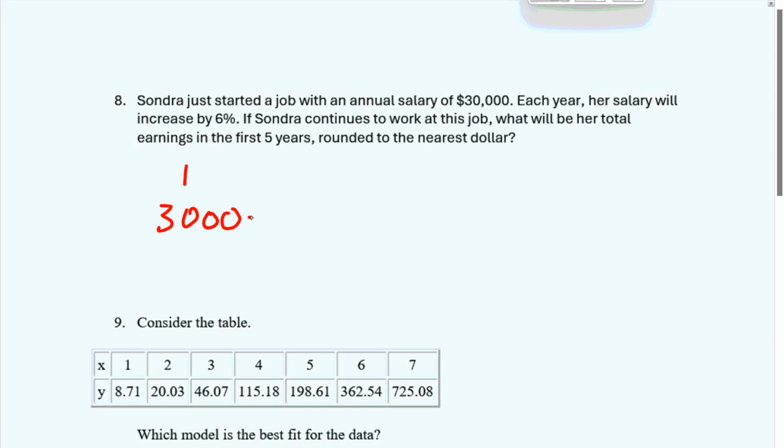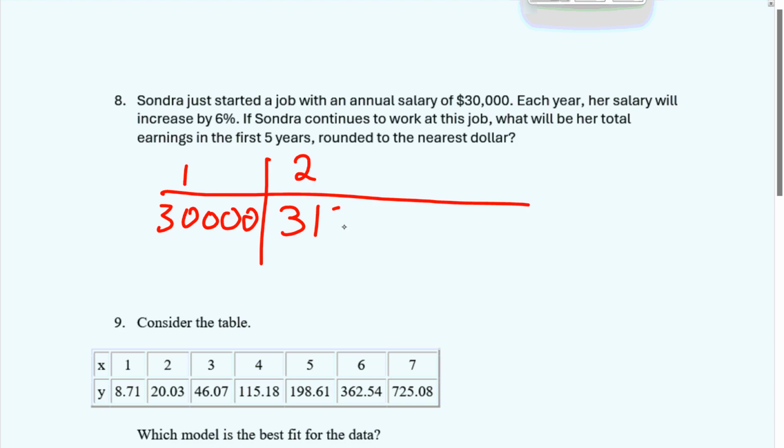Okay, so in her second year, she's going to make 6% more, right? So we know we're just multiplying by 0.06. So 30,000 times 0.06 is 1,800. That doesn't mean she makes 1,800. It would be the total, right? So I really want these numbers to be my totals. So I'm going to add that to the previous total, right? So 30,000 plus 1,800 is 31,800. If I can say it right. There we go.